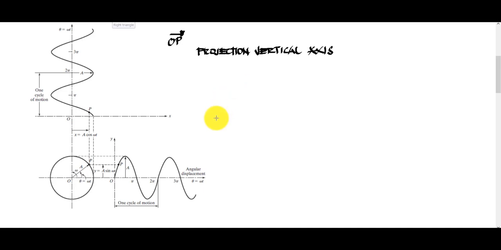I'm going to draw that one here again. So we have here the vector OP, and we have its magnitude, which is A. Then it has an angular velocity, or we have here a theta that is the angle at this side. So we have your theta here.